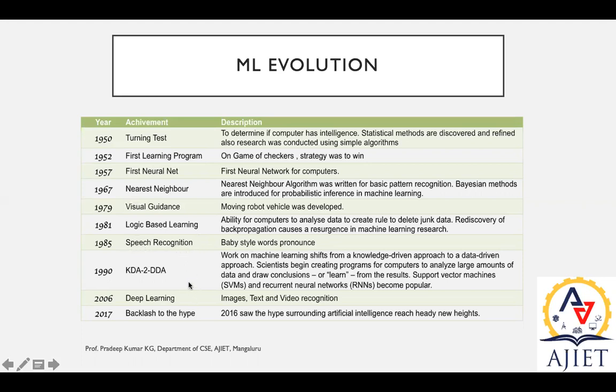In 1990, a big leap or a big jump for our machine learning environment. So KDA to DDA, that is, work on machine learning shifts from a knowledge driven approach to a data driven approach. From knowledge driven to data driven. So scientists began creating programs for computers to analyze large amounts of data and draw conclusions. In 2006, deep learning, image, text and video recognition has been employed. And in 2017, from 2016 onwards, there is a huge hype surrounding artificial intelligence, hitting new heights. This is to a greater extent.